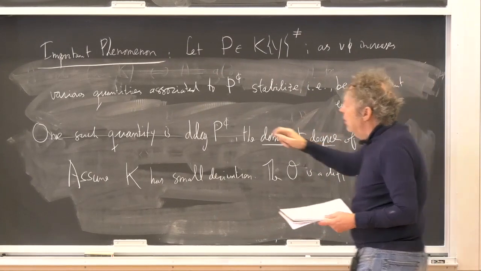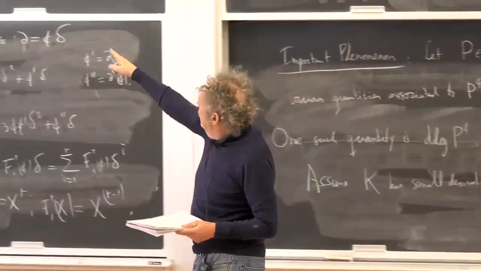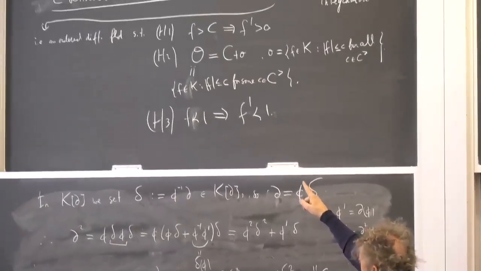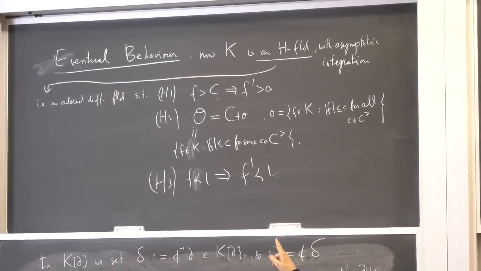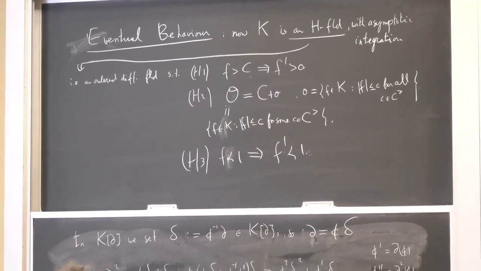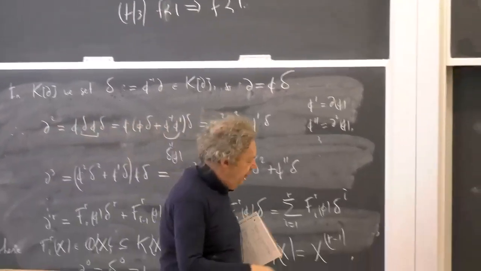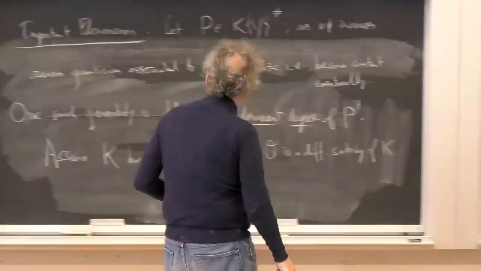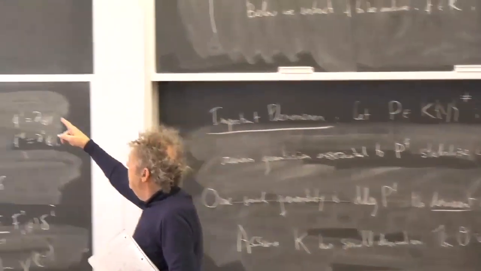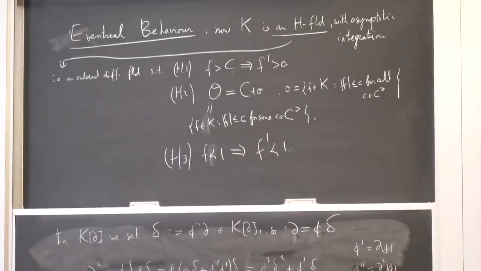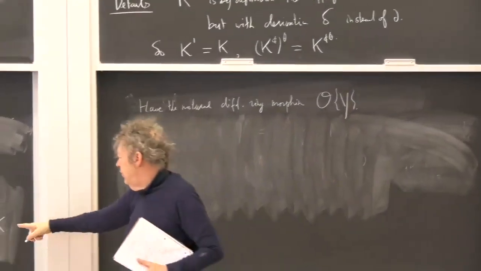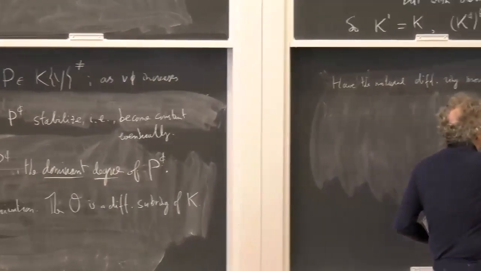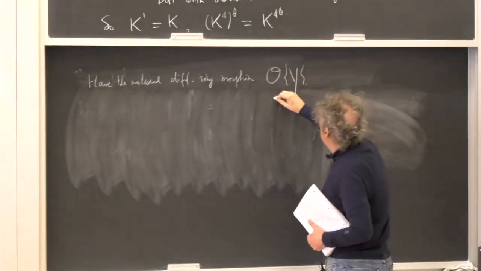Because every element in big O is a constant plus an infinitesimal, and if you take the derivative of such a thing, well, the constant has derivative 0 and the infinitesimal has derivative again infinitesimal. So you have the natural differential ring homomorphism. Of course, this is the subring of K.